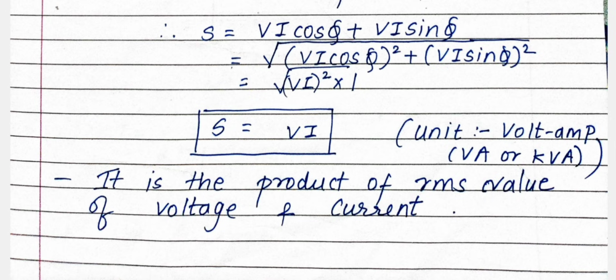Okay, so what was the unit for reactive power? It was VAR, volt ampere reactive, but here it is only volt ampere. Okay, it is the product of RMS value of voltage and current. Simply you can define it as the product of RMS value of voltage and current. So I hope you understand the three powers, that is active power, reactive power and apparent power.